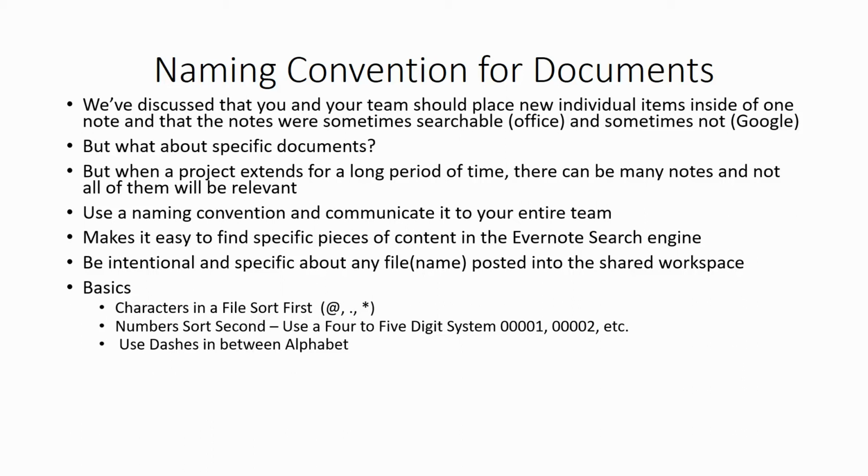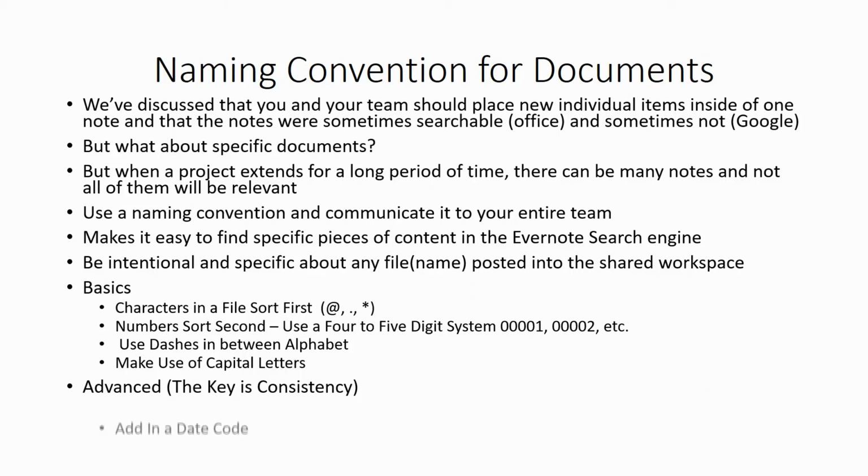When you place words in your file names, you want to use dashes between the words and make use of capital letters, because this will make it easy to visualize what you're seeing. When you're working to be a little more advanced, the key is going to be consistency in exercising the naming convention. You can add in a date, either a numerical date or even a month and a date. You can add in a project code. And again, the key is consistency, which will make your searching easier across your notebooks.